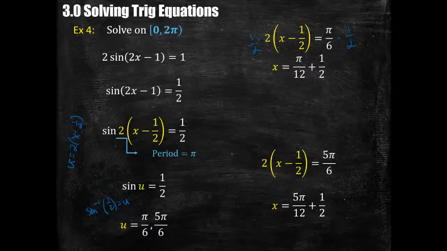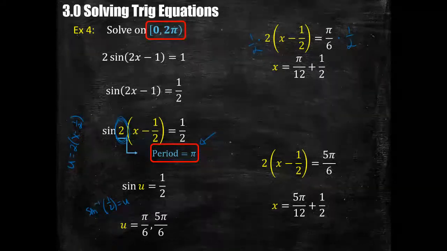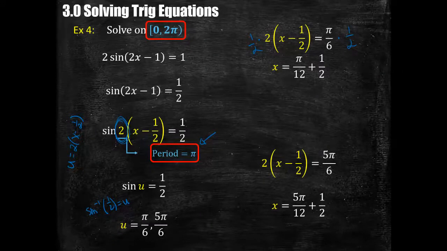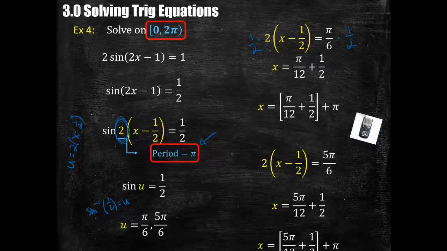But I need to remember that I had manipulated this a little bit, right? And the period was pi, which is different than the other ones. So even though I'm solving from 0 to 2 pi, I would need to just focus on adding pi to these, right? Because I wanted to go from 0 to 2 pi. So I really solved these, pi over 12 plus 1/2, just from 0 to pi. That's just on this indicated period. So I'm going to add pi to both of them for my final answer.